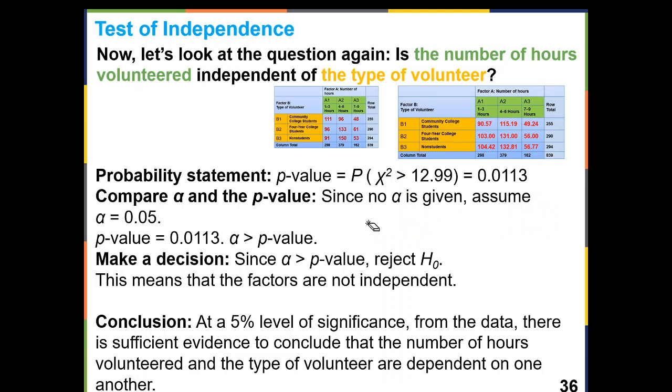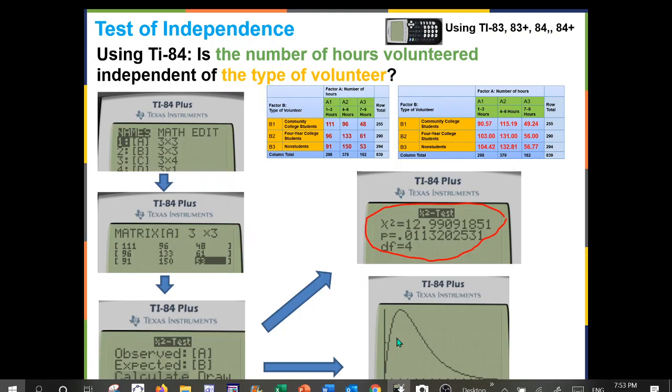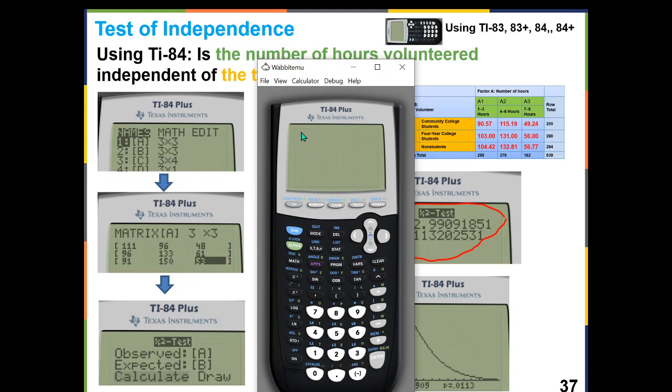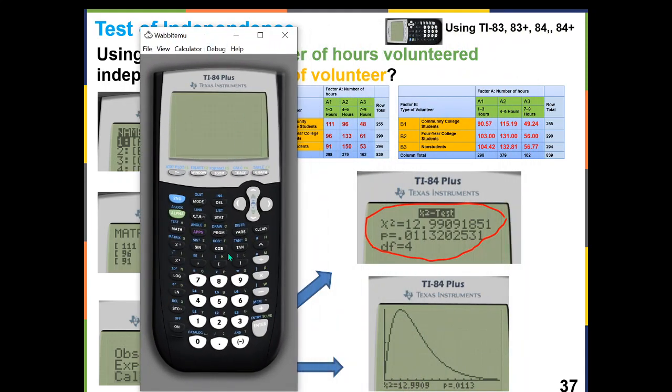All right. So how do we do this with a calculator? Well, with a calculator, it's really easy. This is probably the easiest test. So all you have to do is create a matrix. Now, matrix is right here. So we go to matrix, and then we go to edit, and we pick the first one.